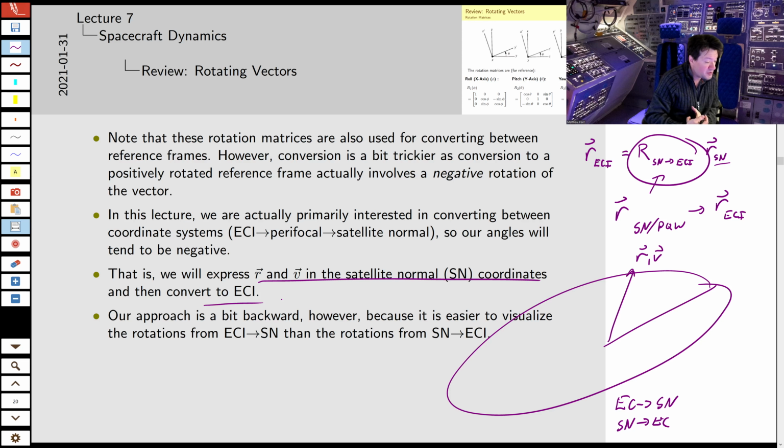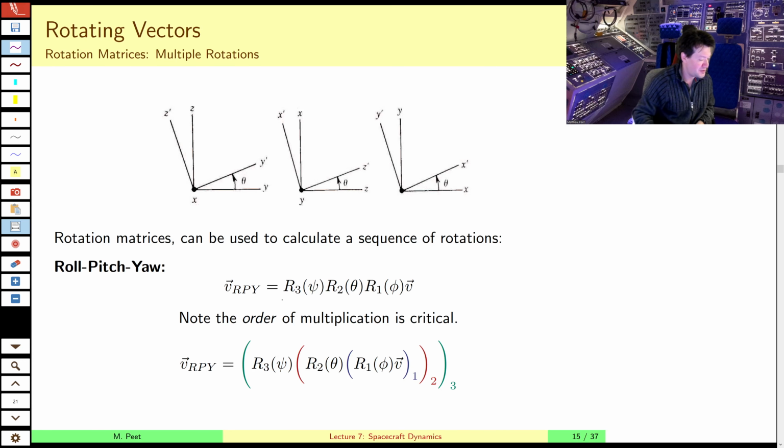Again, it's a bit backwards, because that's not how we defined the rotations initially. When we defined our relative coordinate systems, we were converting the ECI to satellite normal and not the other way around. So you're not confused. You're doing well. In any case, again, a sequence of rotations.